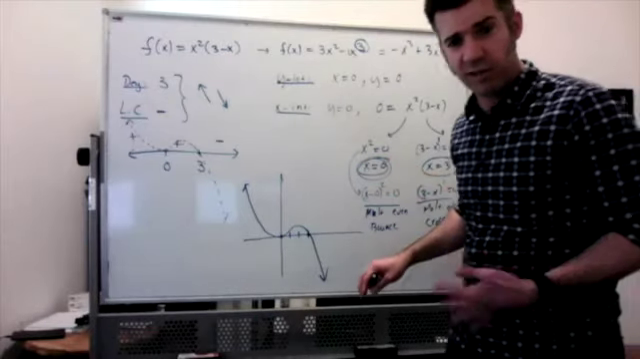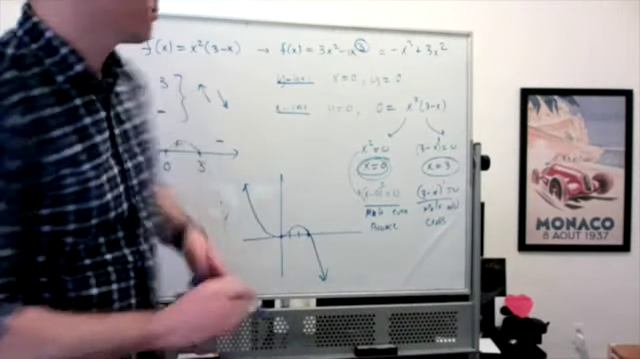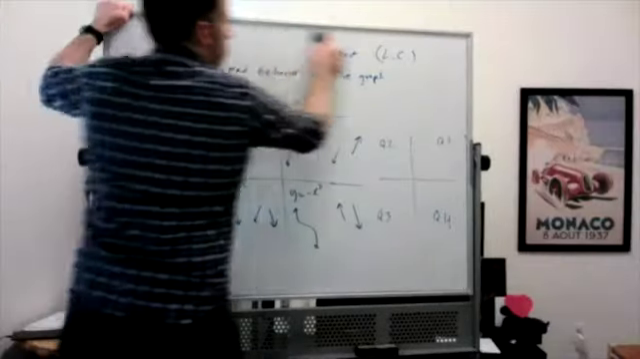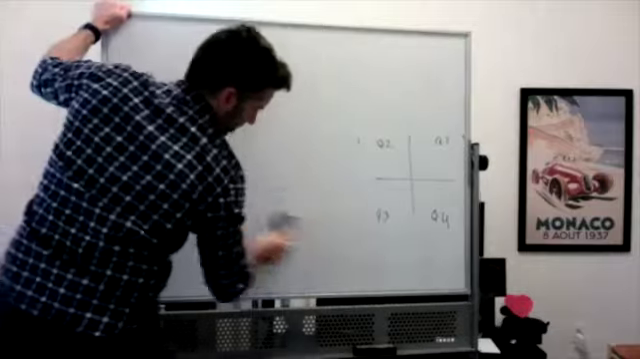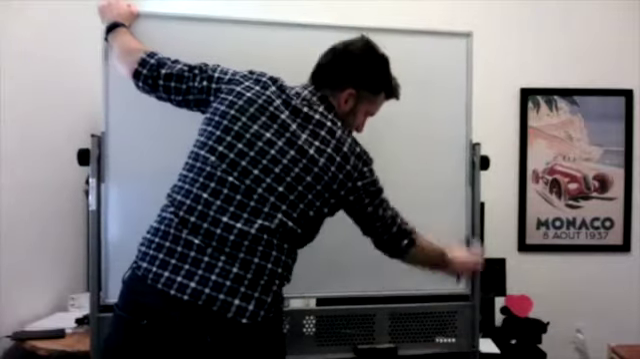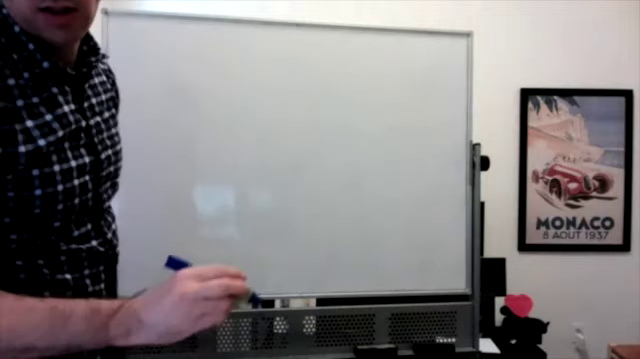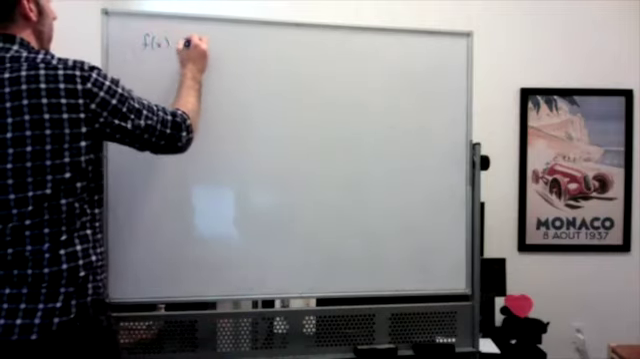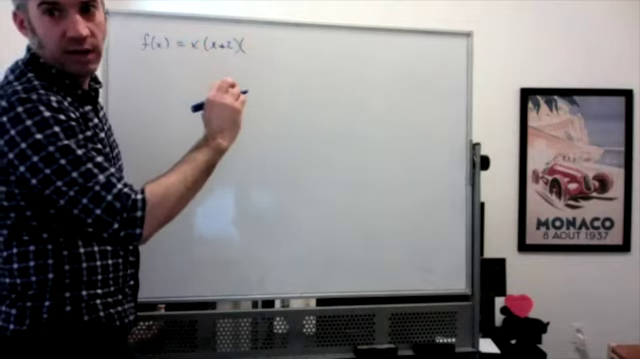Let's look at some more examples. But this is kind of the gist, right? Each of these polynomials, we're going to try and graph using this methodology. So let's look at the next one. F of x equal to x times x plus 2 times x minus 4 squared.